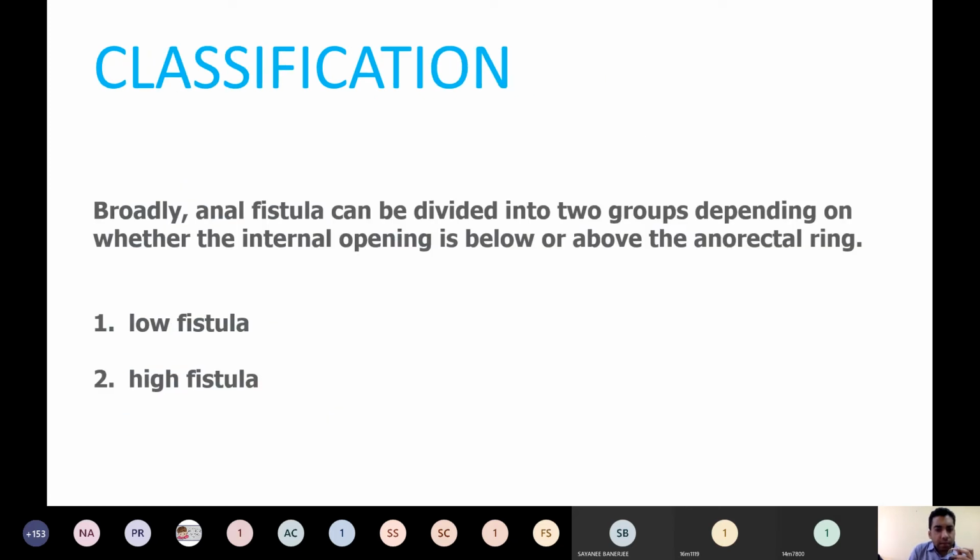Then classification: it is basically classified into low level fistula and high level fistula. These are the broad classifications. Okay, high level and low level. The cutoff point is your puborectalis or anal ring. Anything above puborectalis or anything above the anorectal junction is your high level fistula. Below that will be your low level fistula.